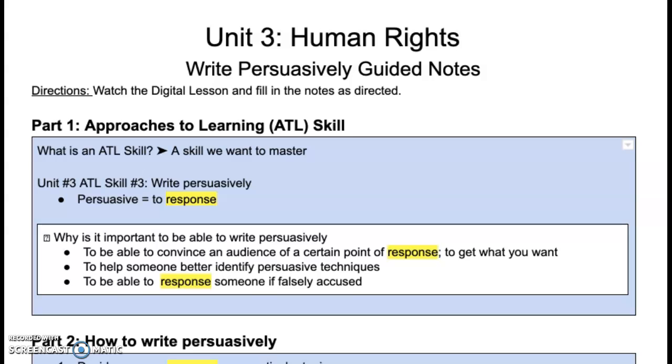These are your guided notes, so you should have these up. They will look like this, and as I go through them, you will be filling in where it says to respond and listen to my verbal directions. Let's get started.